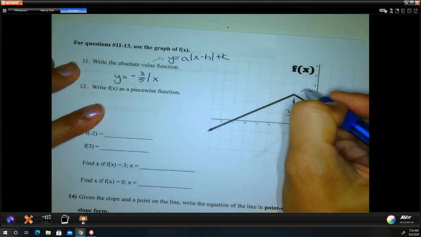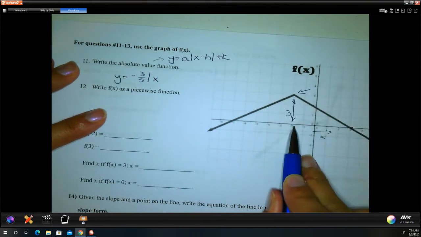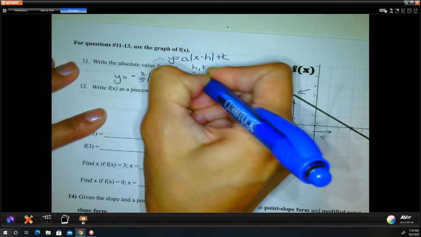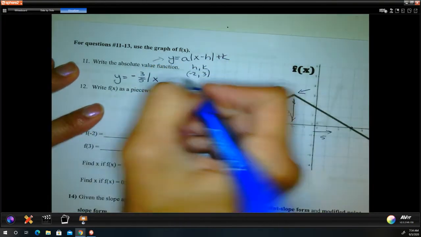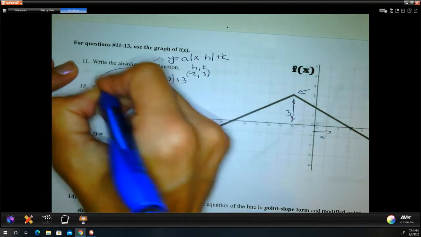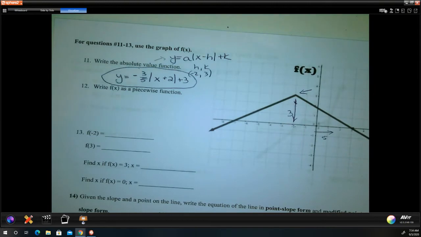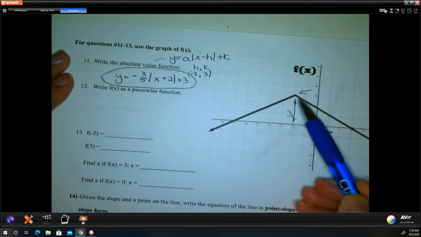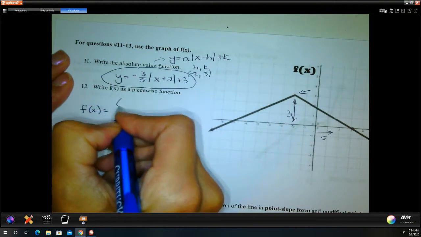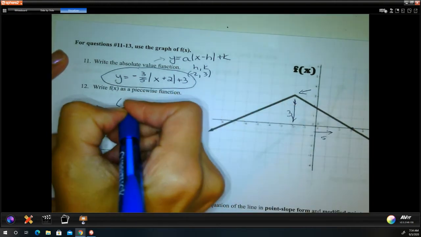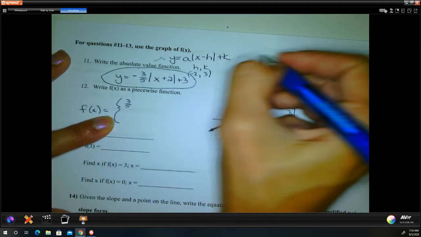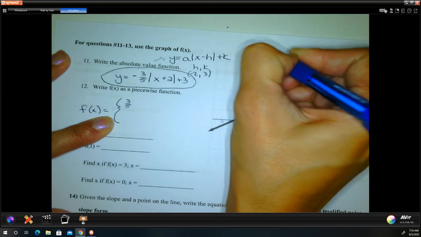(h, k) is my vertex, which is right here. So that's -2, +3. So (h, k) is (-2, 3). So I'm going to write the opposite of -2, plus 3. As a piecewise function, there are two pieces. So this first piece would be my left side and would have a positive slope. So 3/5. And then the point, so I'm using modified point slope again.